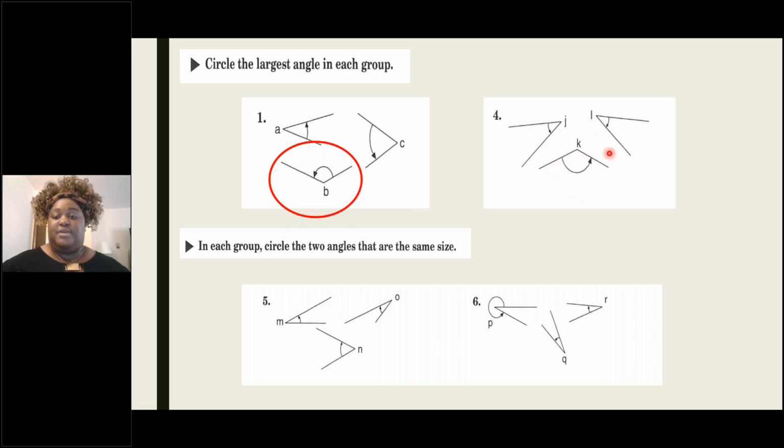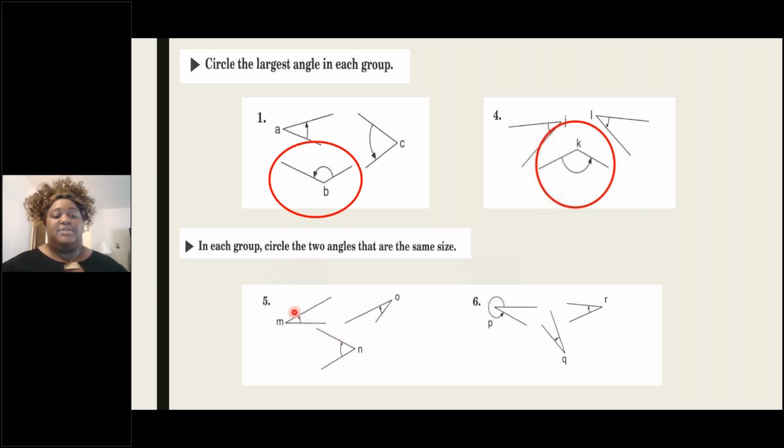Then look at number 4 here, we have angle J, angle K, and angle L. Which angle between these three is the largest? I'll give you a minute. Okay, angle K. Once again, the sides are wider apart. That lets us know that that angle is larger.